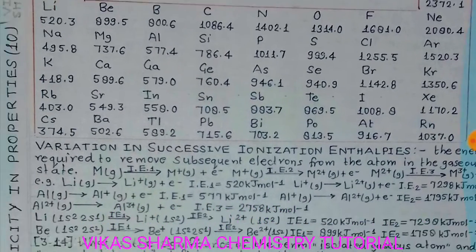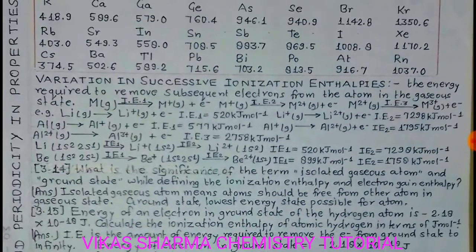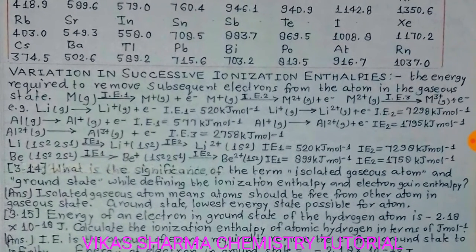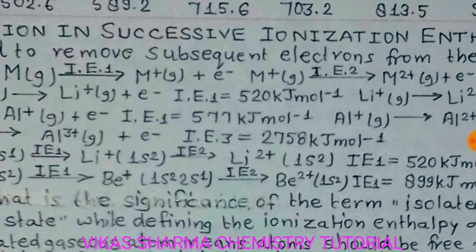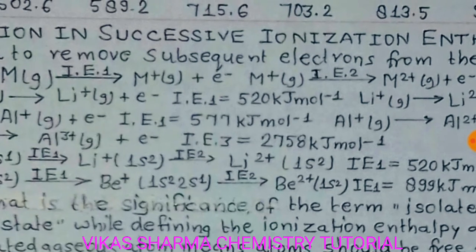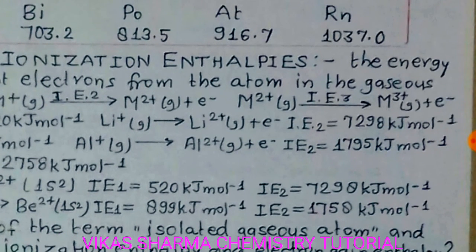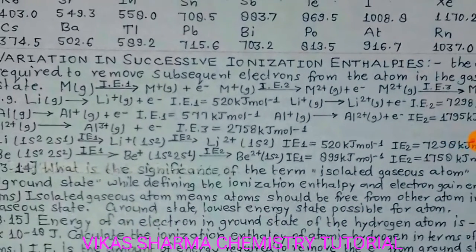Student, the next point is the variation in successive ionization enthalpy: the energy required to remove subsequent electrons from the atom in the gaseous state. For example, in the case of a metal, the first electron lost is IE1, then M positive gives IE2, then the third electron is IE3. You have seen this in symbolic form.